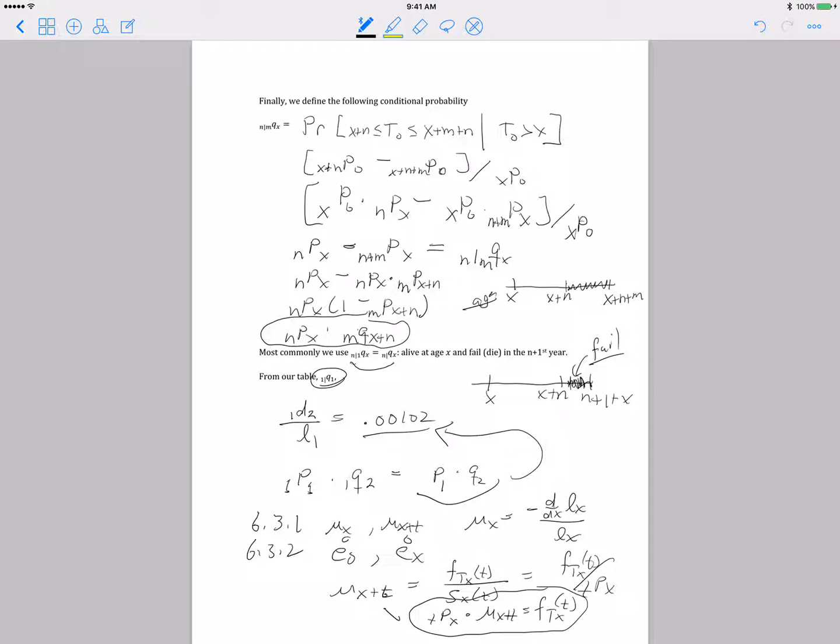And again, if you want to remember why this should be the PDF: x survives t more years, and then at age x plus t, they're hit with mortality and they die. So they die in the next instant. So that's another way of thinking of an interpretation of the PDF. Okay, so this should be part 1 together with part 2 should be a pretty complete discussion of Chapter 6.